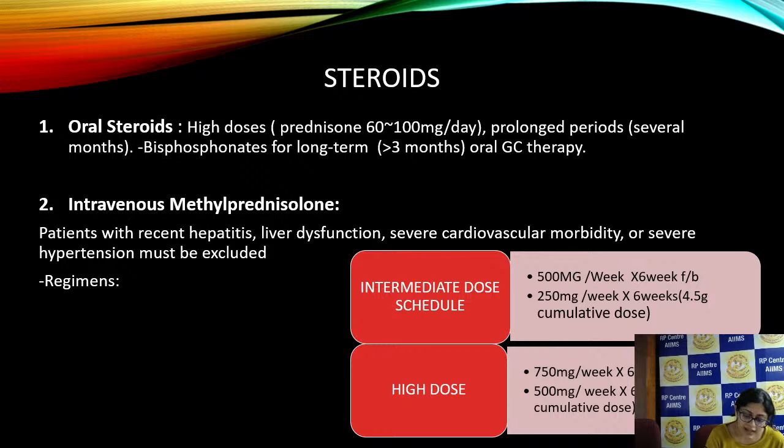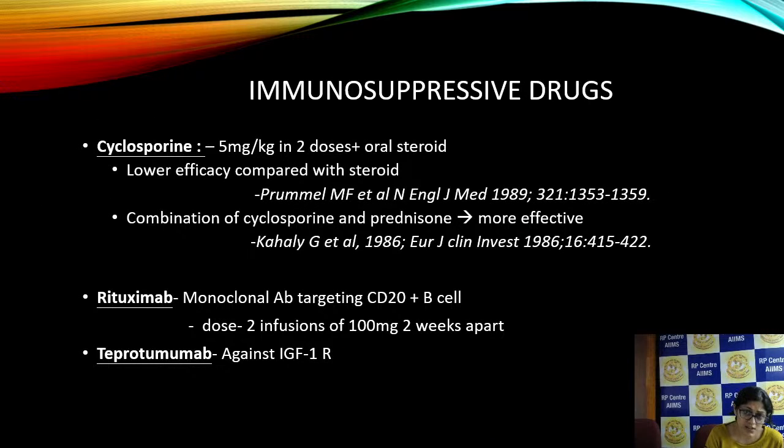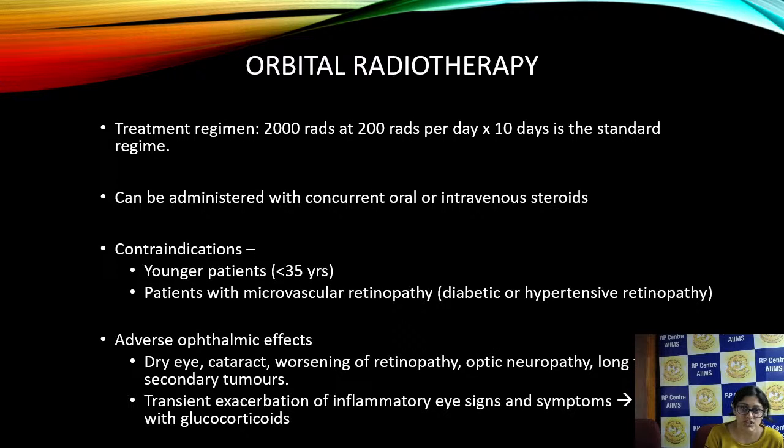In a study done by Kahali et al., it was shown that even the TSH receptor antibody titers were decreased with steroid administration. Intravenous methylprednisolone can be given. The regimens are as described in the inset box. It is given only after recent hepatitis, liver dysfunction, any cardiovascular disease, or severe hypertension has been excluded. There are also immunosuppressant drugs like cyclosporin, rituximab, or teprotumumab, which can be given in these patients.